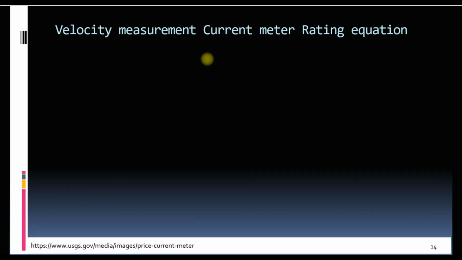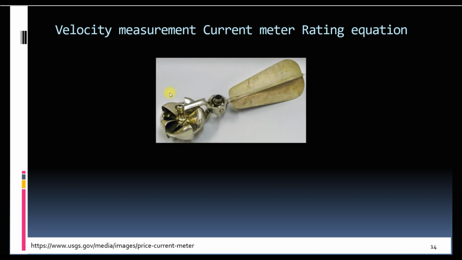To measure velocity at these points, a current meter is used. Various types of current meters exist in the market. This is a Price current meter. It's a vertical axis current meter consisting of a wheel with cone-shaped cups attached to it. Cups get filled with water and turn the wheel when placed in the flowing water. The number of rotations and the time period is noted.